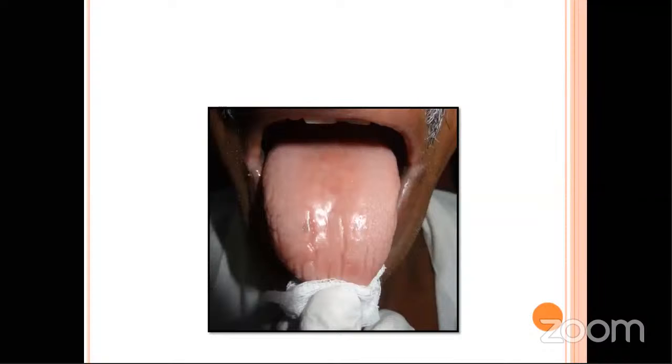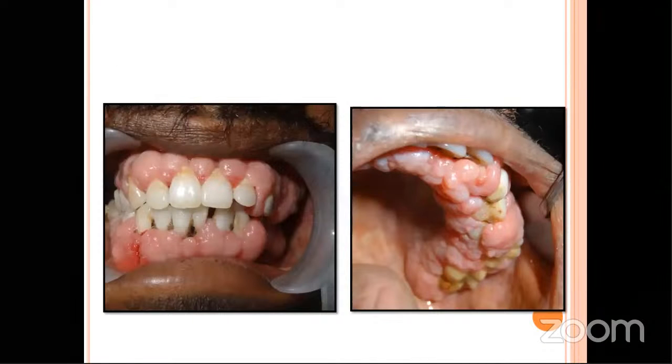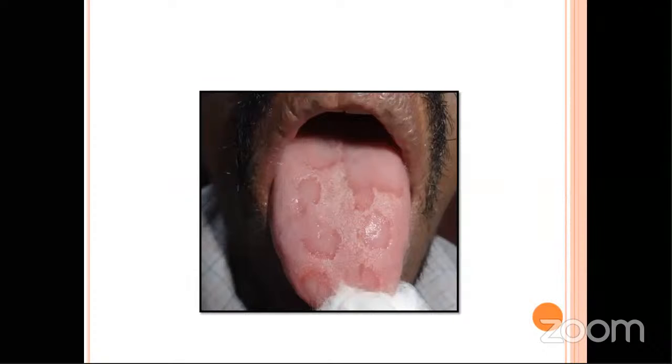This is the bald tongue or anemic glossitis. Okay, the papilla will not be present. And these are all the images showing drug induced gingival enlargement in a patient taking anti-epileptic drug. And this is geographic tongue. Okay, the multiple loss of papilla in a geographic pattern. Patches of loss will be there.